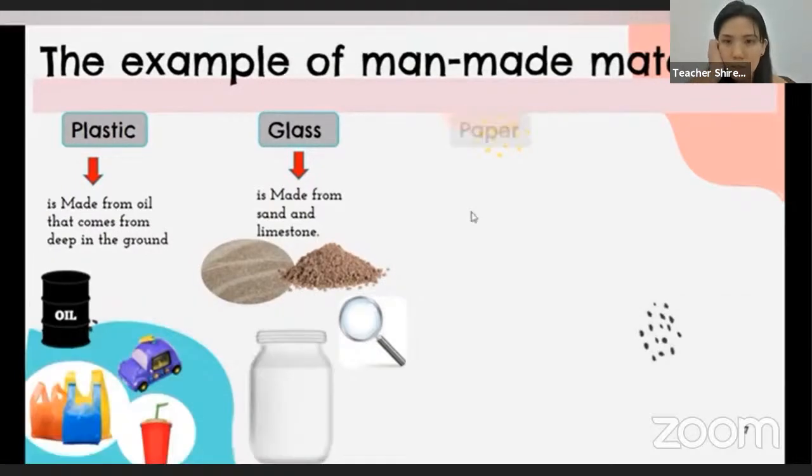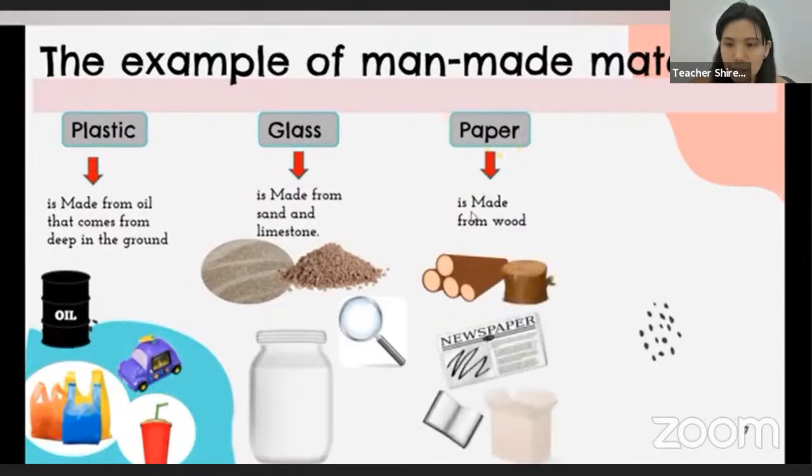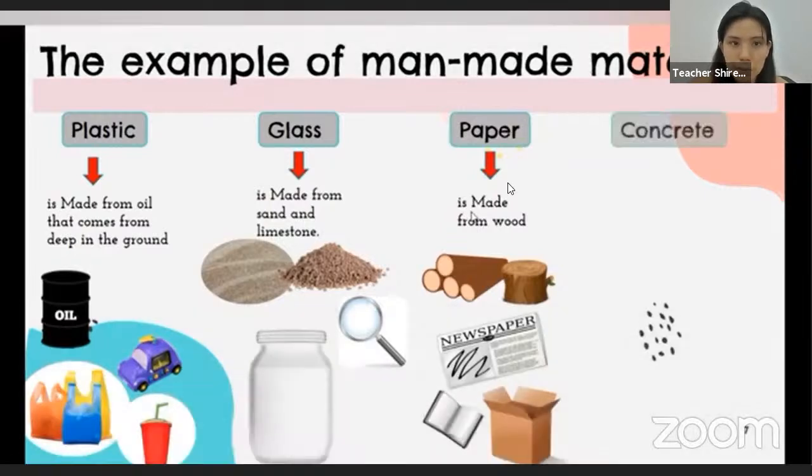Next, paper. Paper is made from wood. It can be used to make newspaper, books, and cardboard boxes. The last one is concrete.